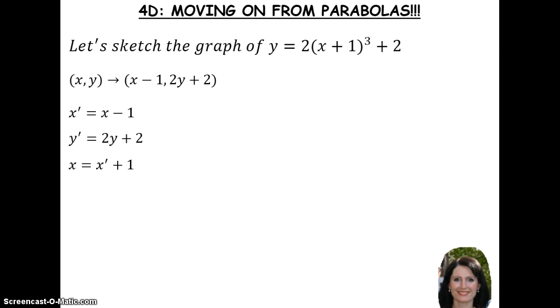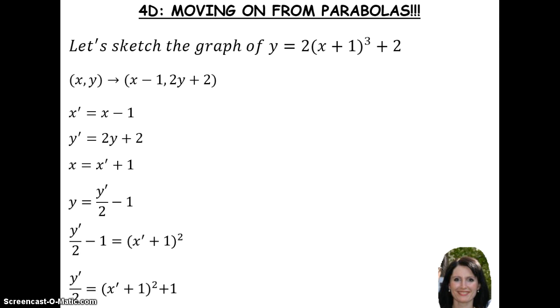Let's rearrange that to find x and y. x = x image + 1 and y = y image over 2 minus 1. Let's substitute it in. So we get y image over 2 minus 1 = (x image + 1)³. Let's rearrange. Take the 1 over to the right and then multiply by 2. And we get back to our 2(x + 1)³ + 2. We don't need to show that. It's just that I wanted to point out how we got from y = x³ to the graph that we've got here.